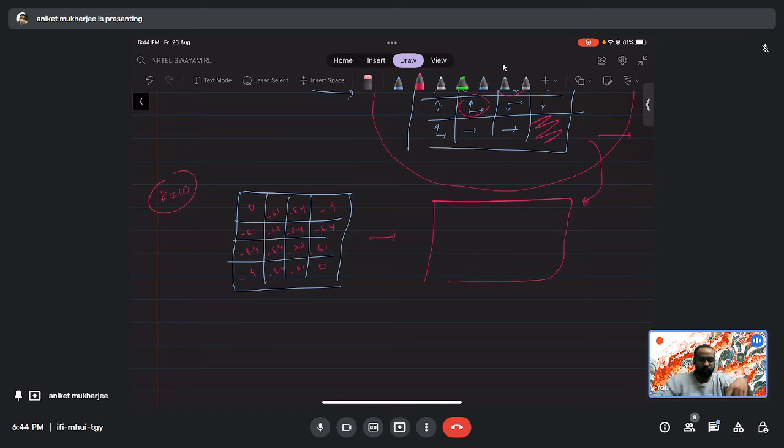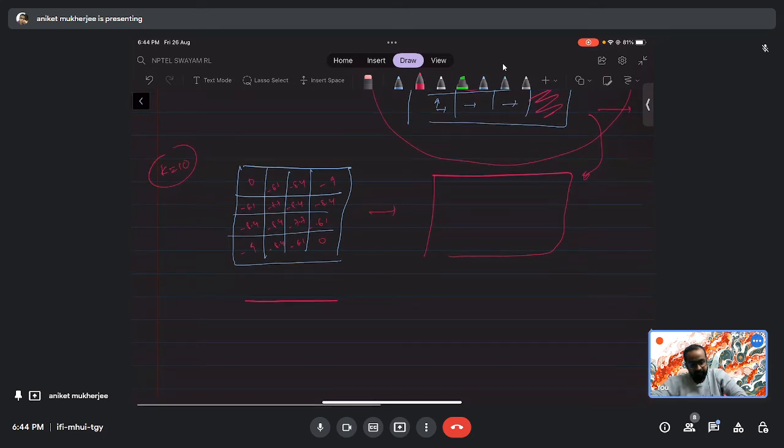And eventually this policy would converge. It will converge to some. You can go and have a look in Sutton and Barto. I think Sutton and Barto also states this.